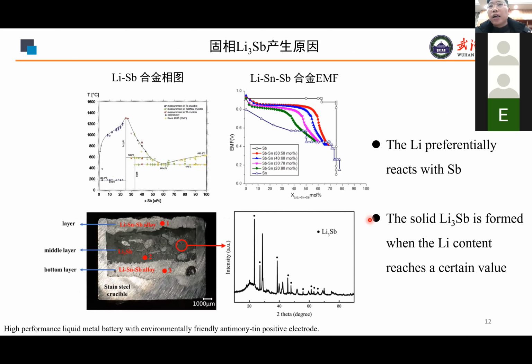When the positive alloy is lithium tin antimony ternary alloy, the lithium preferentially reacts with antimony because the potential at which lithium reacts with antimony is much higher than that of lithium with tin. From the lithium antimony phase diagram, the lithium antimonide will be formed if the lithium content increases. So the lithium antimonide is formed during discharge in the lithium tin antimony battery, and the metal tin is used as an inert solvent.